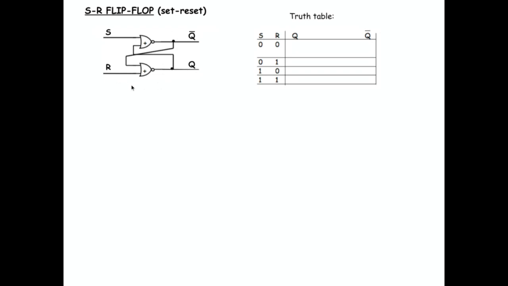Now let's see how it works. We start with no signal. Before, we just put it into the circuit board. We haven't turned it on, so there's no signal going in S and no signal going in R, so both inputs are 0. Okay.